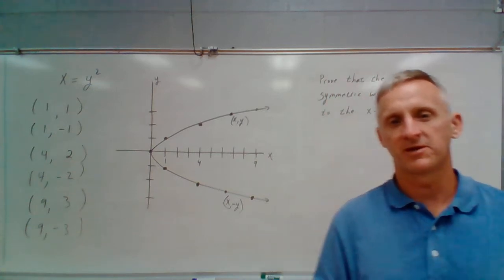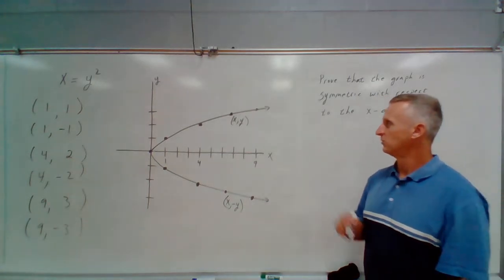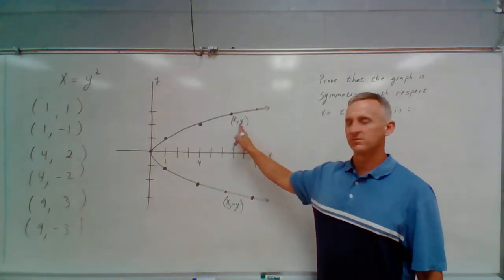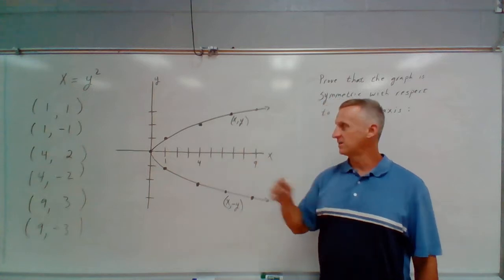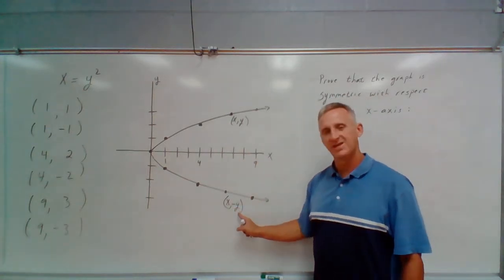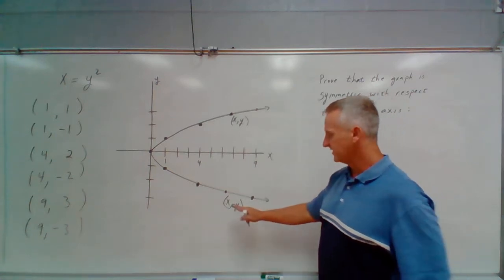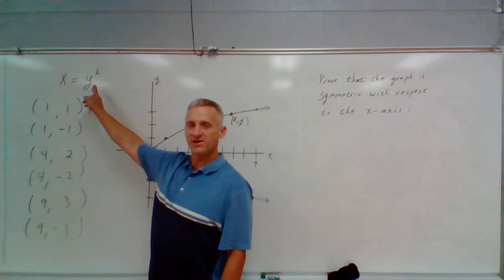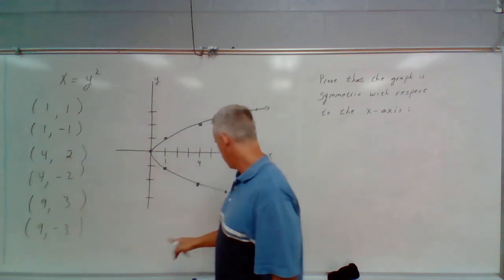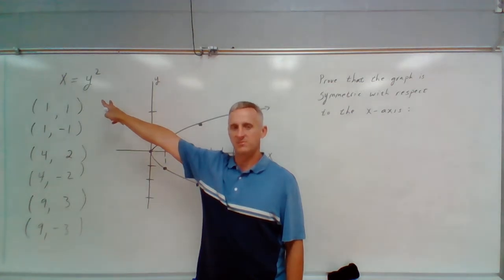All right, so let's see if we can demonstrate that this is the case. We're going to say that the point (x, y) is just some point on this graph. It can be anywhere on there. Our goal will be to prove that (x, -y) also is on the graph somewhere. If it's on the graph, it has to satisfy this equation. So we have to be able to plug this point into this equation and have it be true.